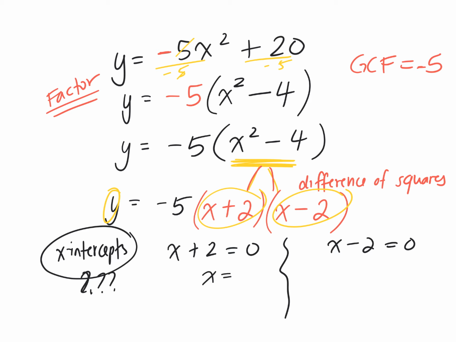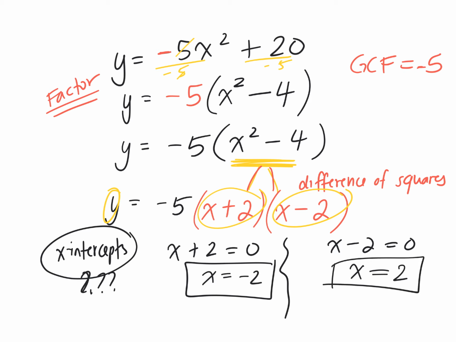So what is the first x-intercept? What's the opposite of plus 2? Minus 2. And what's the other x-intercept? Plus 2. So those are the two x-intercepts. Negative 2, 0, and 2, 0 are the two x-intercepts.